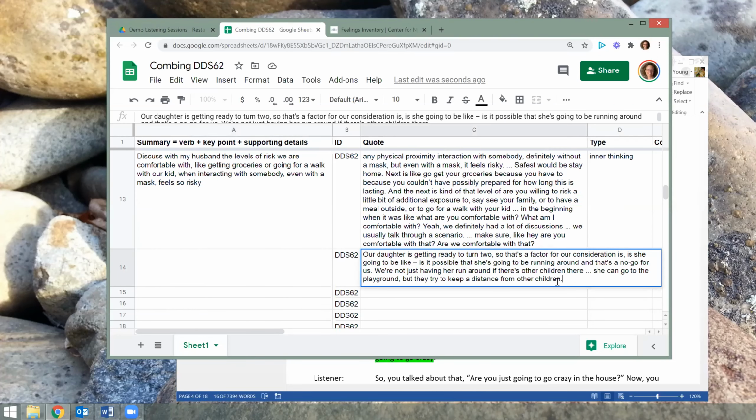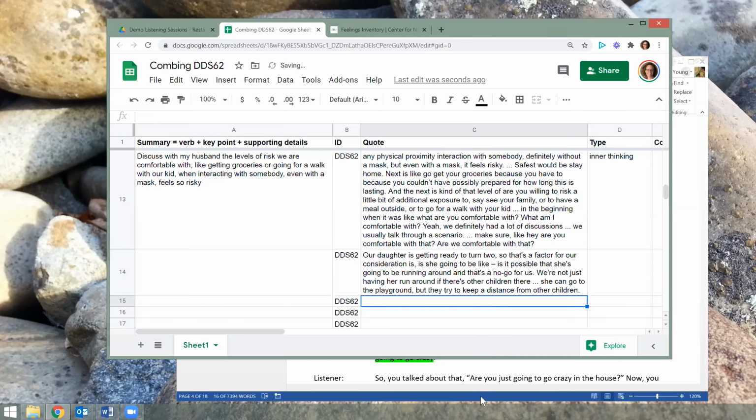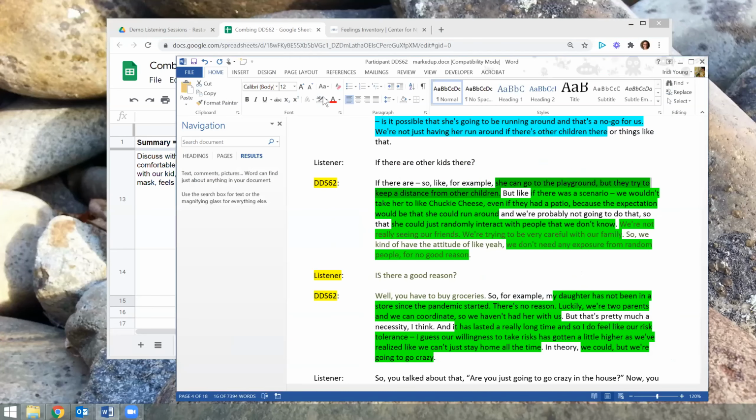Okay. And I did keep that our daughter is turning 2, even though, yeah, it's a statement of fact, but it helps me understand the context of this particular quote. It's probably not going to make it into the summary. Like, we would not, okay, we wouldn't get rid of this. Take her to Chuck E. Cheese, which is a kids' restaurant, even if they had a patio, because the expectation is she would get up and run around.